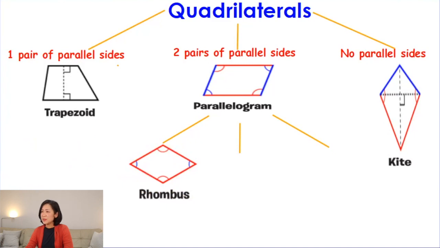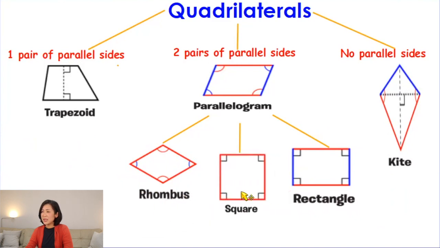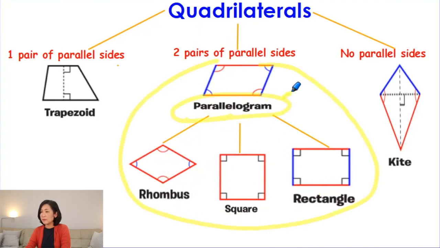Then we have another special parallelogram that has right angles. So parallelograms with right angles are called rectangles. And then finally, those with right angles and 4 equal sides are called squares. So these quadrilaterals are all in the same group. This is called the parallelogram group. So we can say rhombus is a parallelogram, square is a parallelogram, and rectangle is a parallelogram.